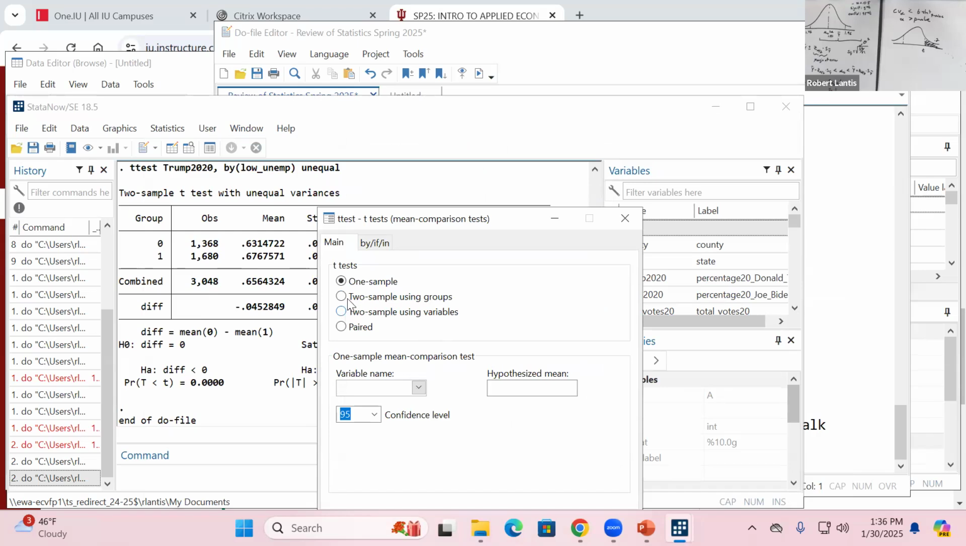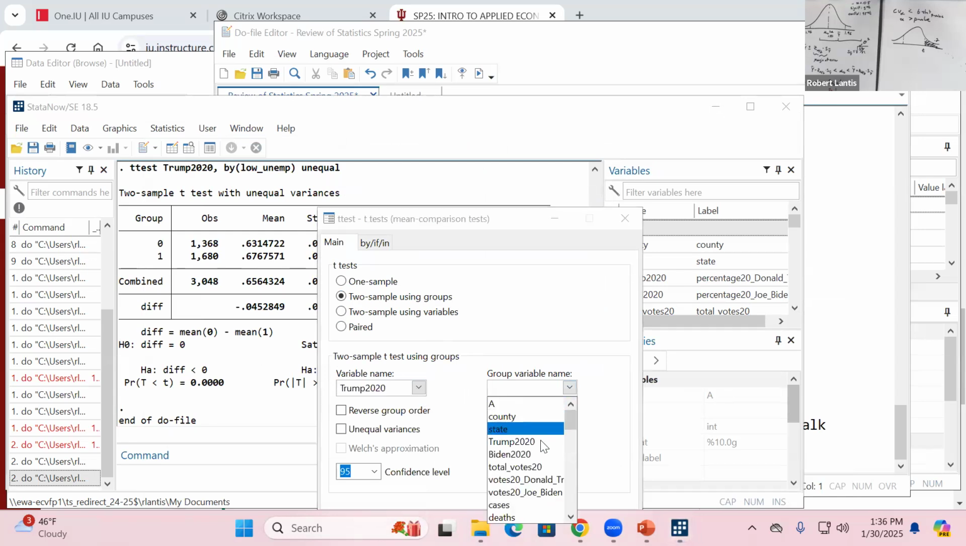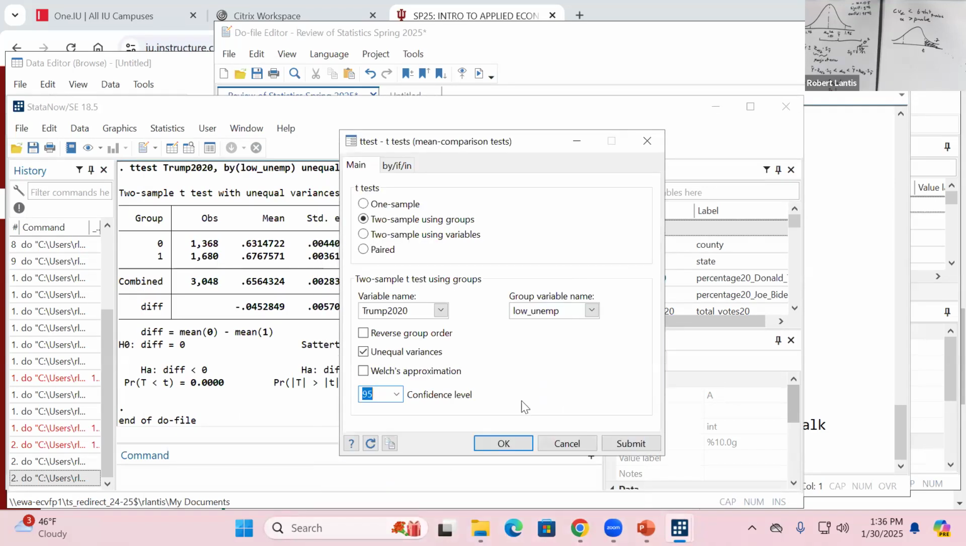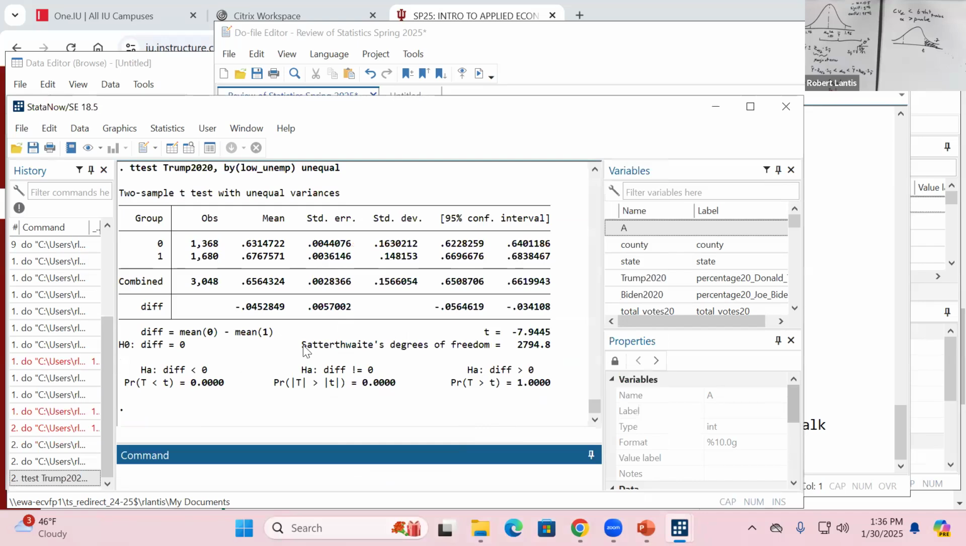We're always looking at two samples using groups. The variable name we wanted was Trump 2020. That's what we were looking at the difference between. The group variable was the low unemployment rate. So where is that? Here it is down here. We said we're always going to assume we have unequal variances. We can actually specify what levels of confidence we want here. We'll just leave it at 95% for now. I can hit OK. I'm getting the exact same output.